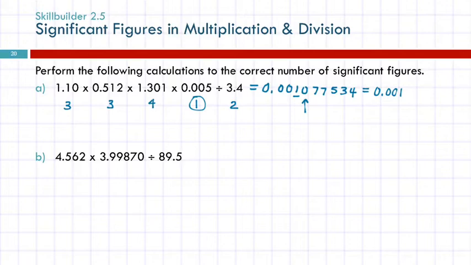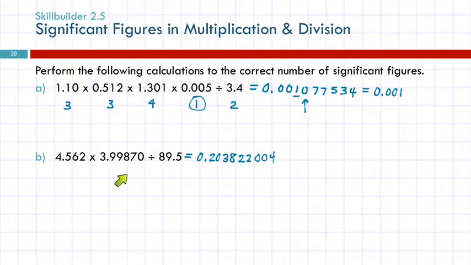Let's do this next one. 4.562 times 3.9987 divided by 89.5 equals. So just use your calculator and then write down what it says. 0.203822004. Anybody else get that? Well, lack of protest I'll take as agreement.